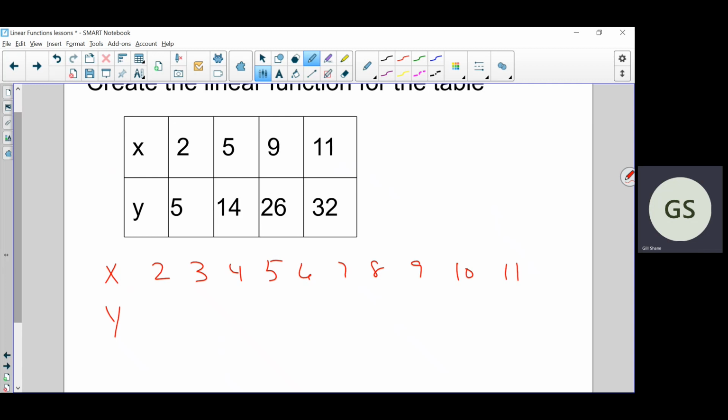And now let's fill in all the numbers I already know. Well, I know 2 is 5, right? These are just ordered pairs, by the way. So 2 and 5 would be one ordered pair. 5 and 14 would be another ordered pair. Remember, a table is just a bunch of x and y values. So, there. That's just a bunch of ordered pairs.